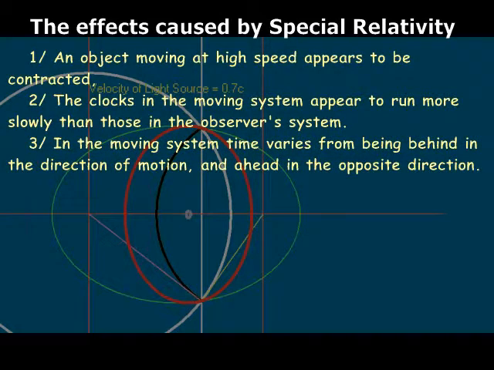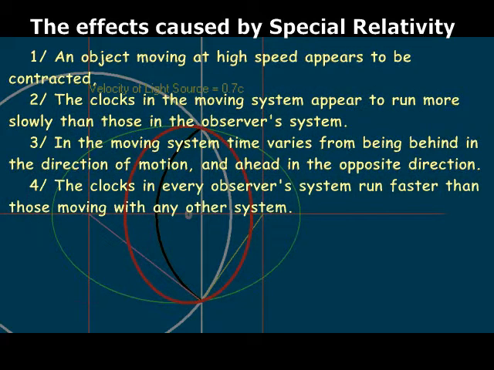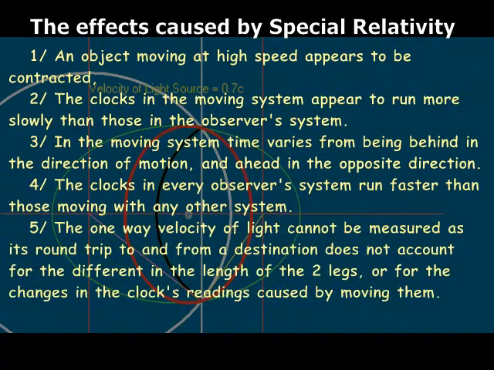3. Time in the moving system varies along the direction of travel, with it being retarded ahead and advanced behind. 4. Observers' clocks appear to run faster than everyone else's. And 5. The one-way speed of light cannot be measured, as there isn't any way to measure absolute time or distance in a moving system.